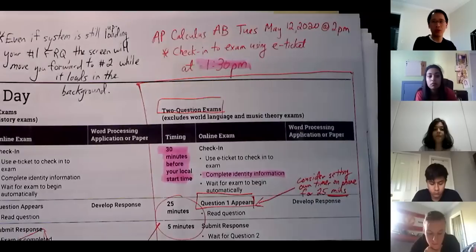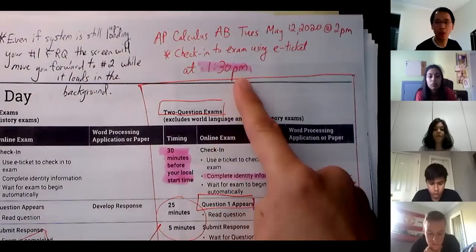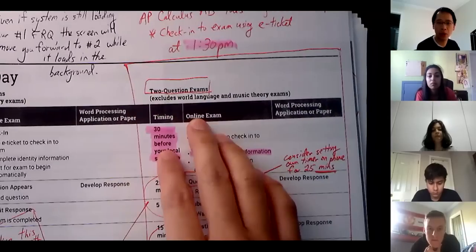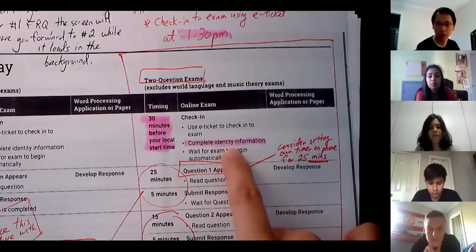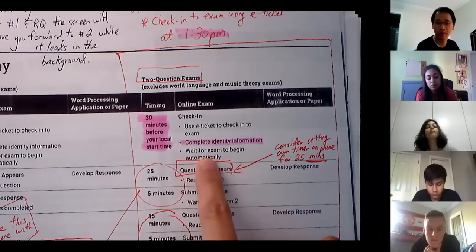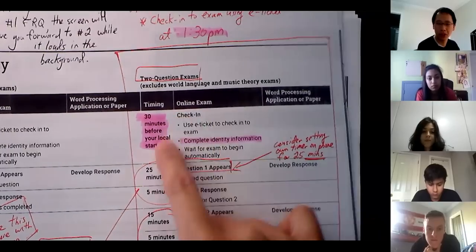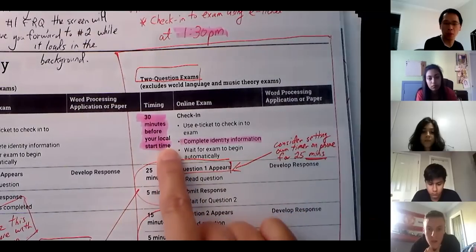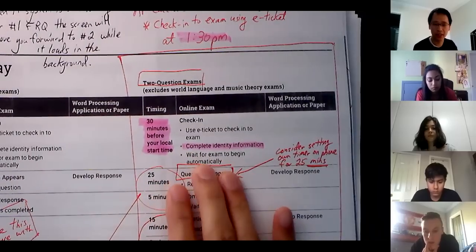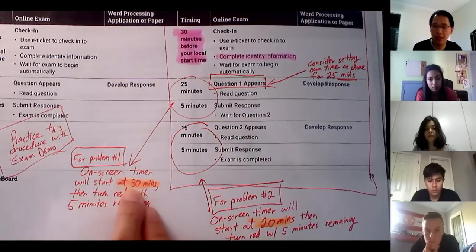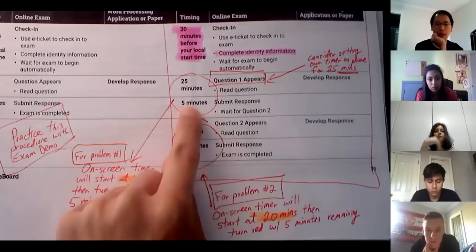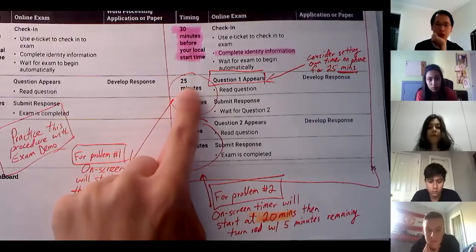All right, so tomorrow when you log in, you'll log in using your e-ticket at 1:30. And in that 30 minutes, they're going to go through completion of your identity information. There's probably a bunch of prompts that you're going to have to do, so you want to make sure you give yourself plenty of time. So 1:30, you're going to log in. And then when 2 o'clock hits, you're going to see a timer for 30 minutes, okay? And then you're going to start working. When you start working, you're just going to see 30 minutes.